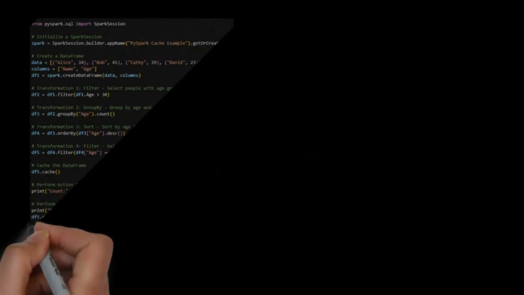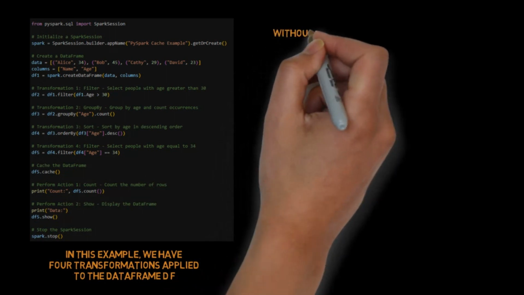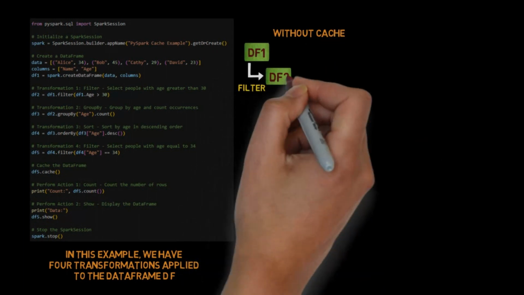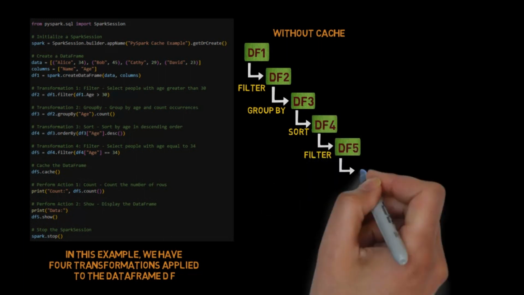Let's understand the performance impact of caching with an example. In this example, we have 4 transformations applied to the data frame df. Without caching, each action would trigger the entire data frame lineage to be recomputed from scratch, leading to redundant computation.